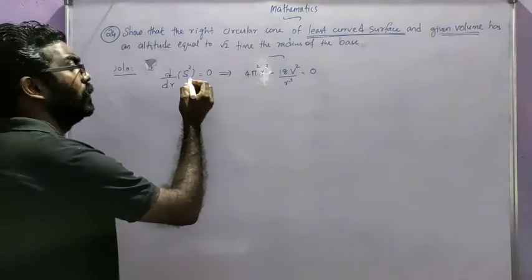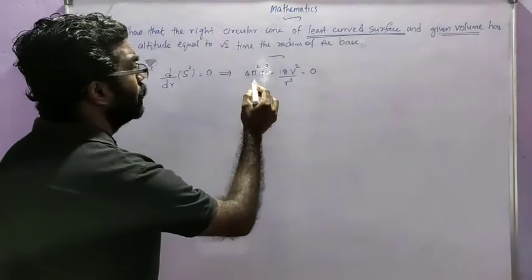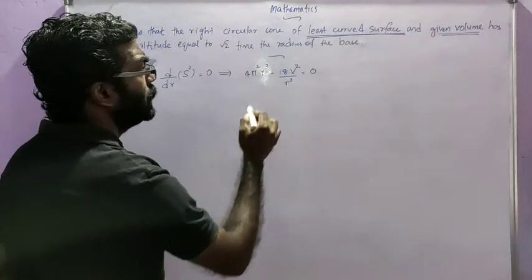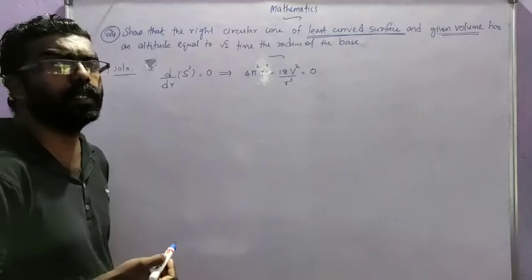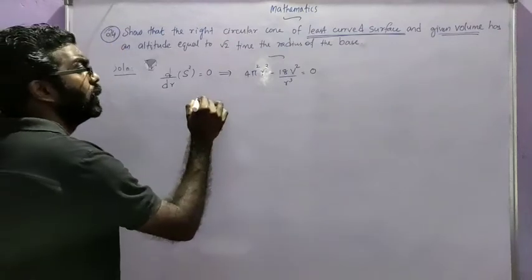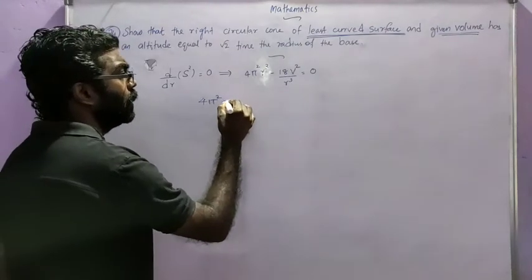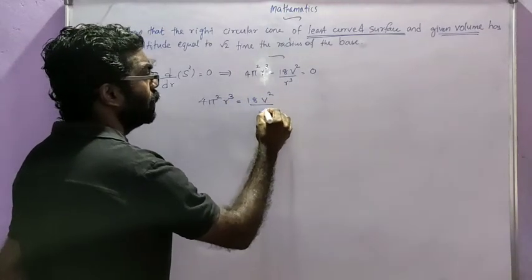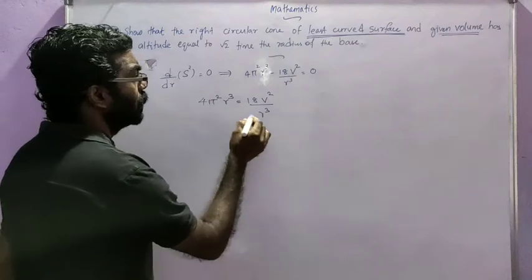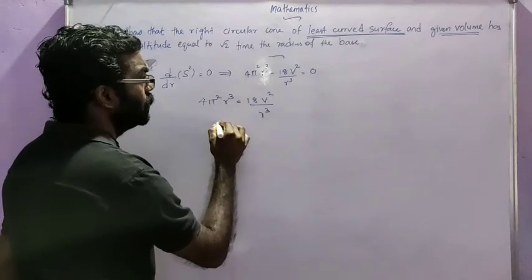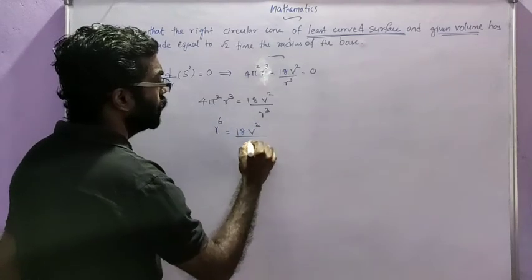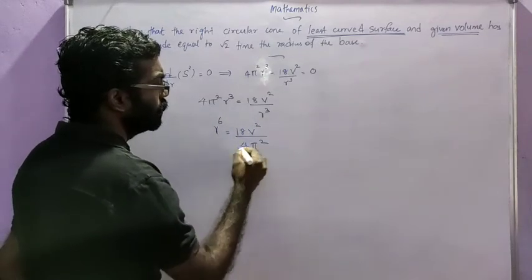Now d by dr of S square equal to 0 implies the first derivative value is 4 pi square r cube minus 18 V square by r cube, which is equal to 0. That is 4 pi square r cube equal to 18 V square by r cube. You can cross multiply this one: r raised to 6 is equal to 18 V square divided by 4 pi square.